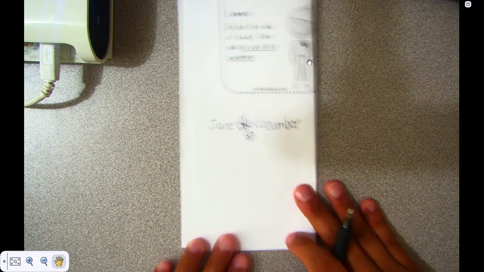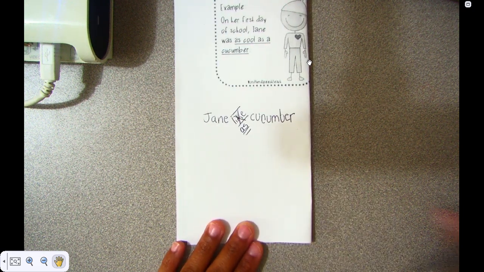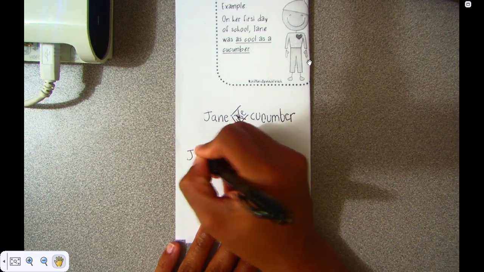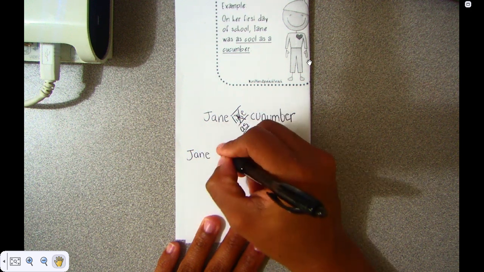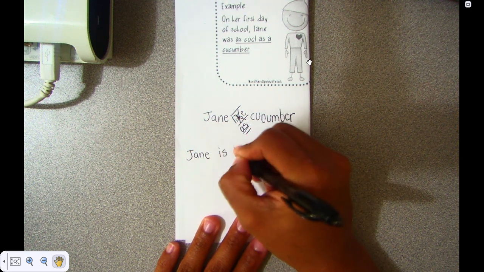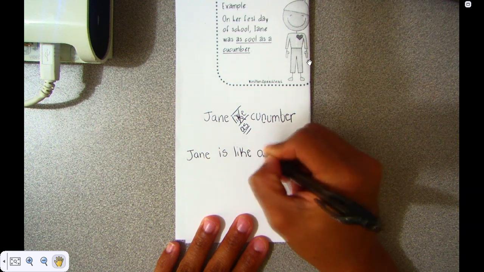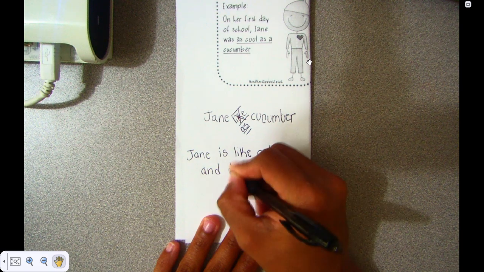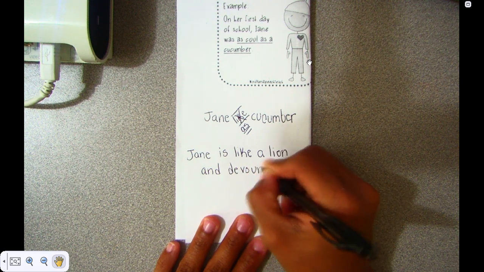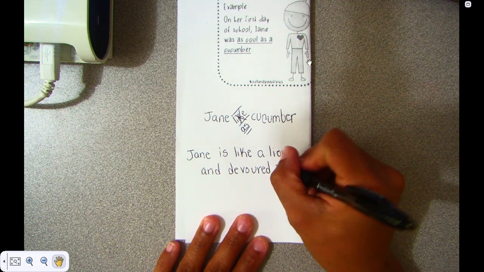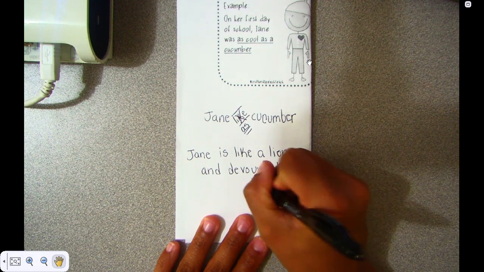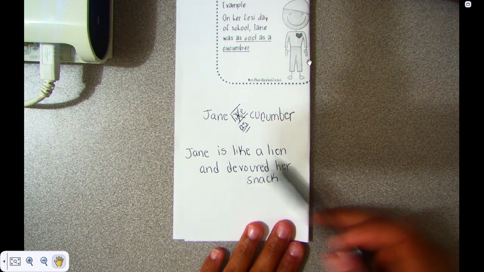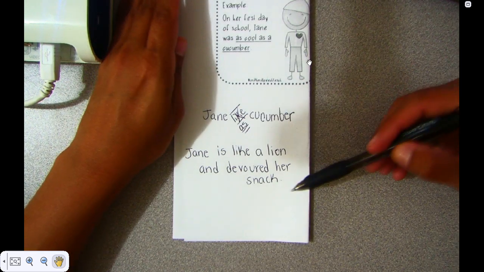Now, another example, let's say Jane gets home from her first day of school. She probably is kind of hungry. So Jane is like a lion and devoured her snack. So this is telling me Jane is like a lion and devoured her snack.